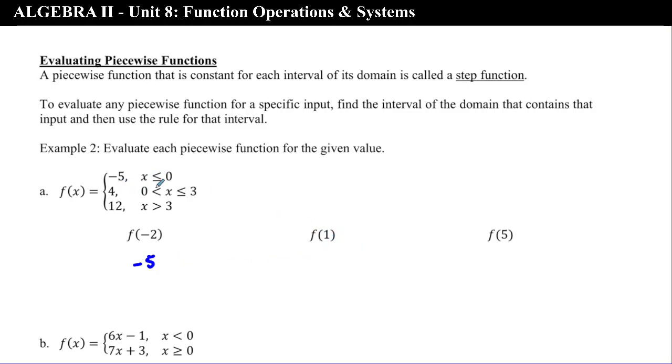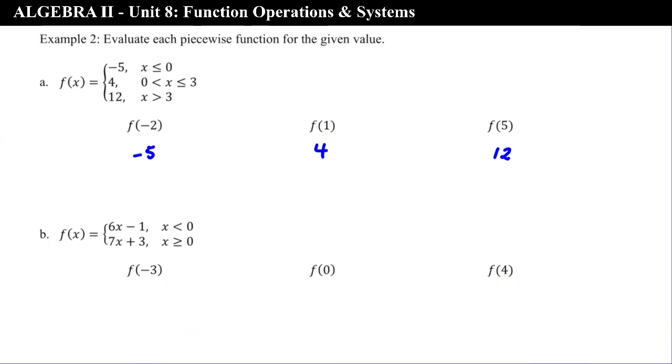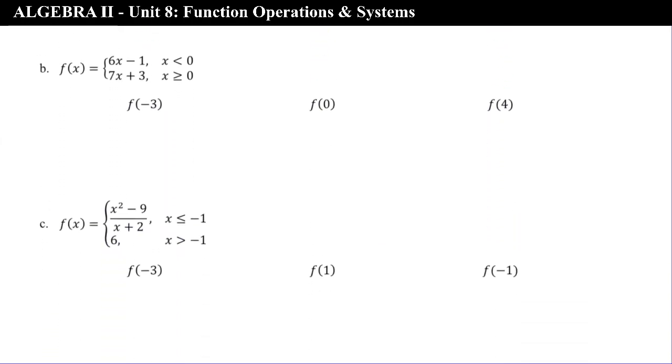For f of 1, we are in between 0 and 3, so our value is 4. And then for f of 5, we're greater than 3, so our value here is 12. Now that's about the easiest that it can get for evaluating. It does become a little bit more work when you have to actually do a little bit of math, but it's not too bad. It's fairly straightforward.